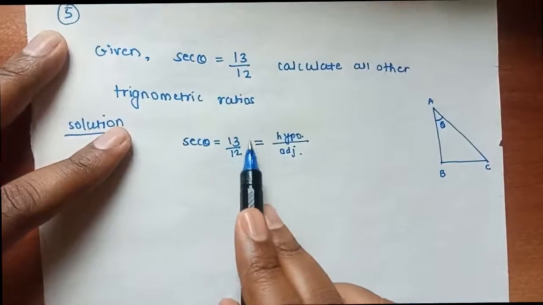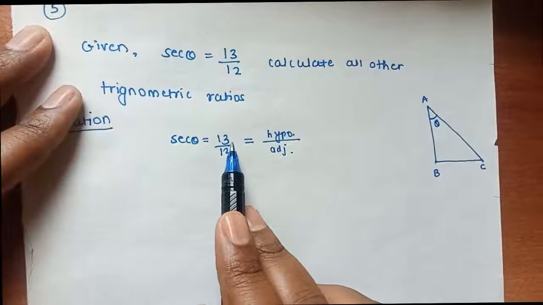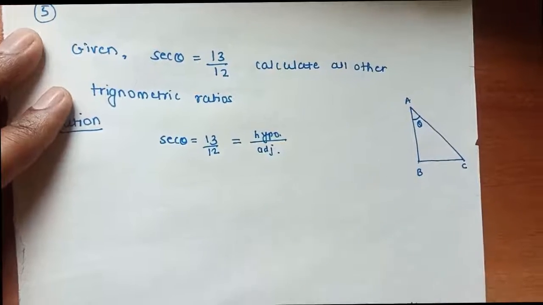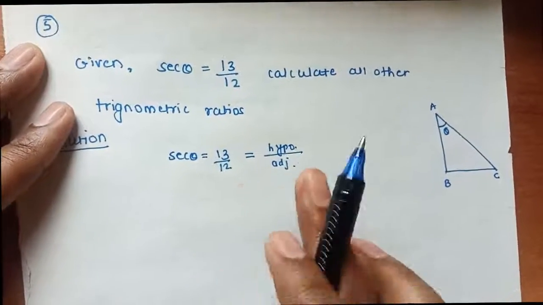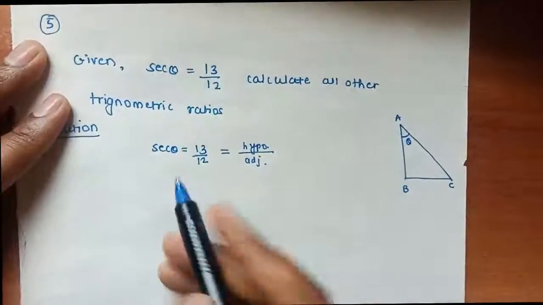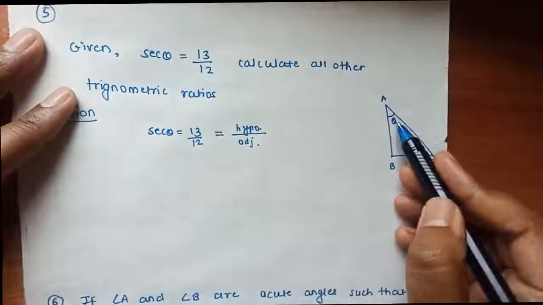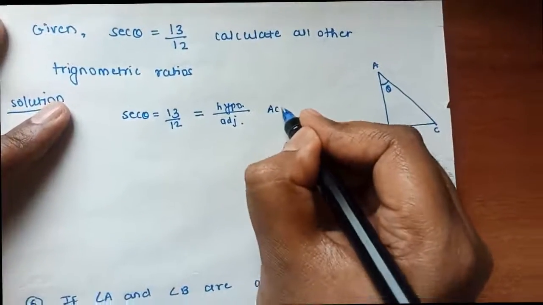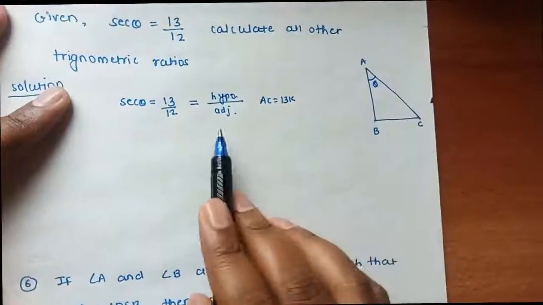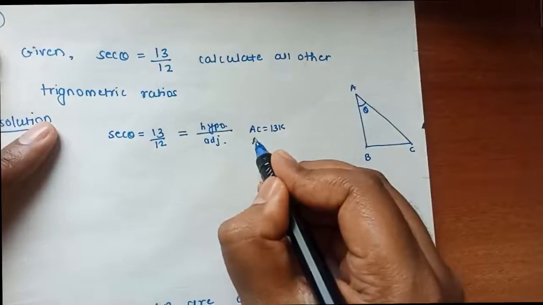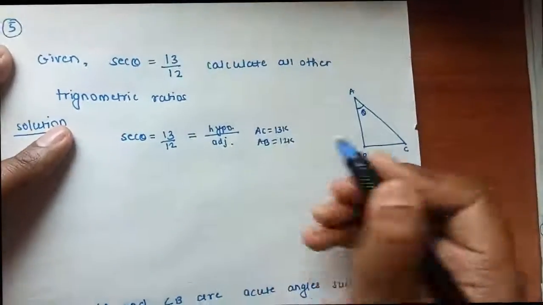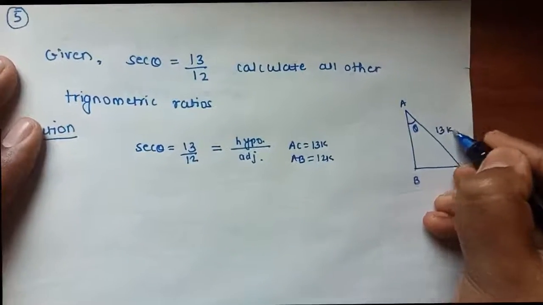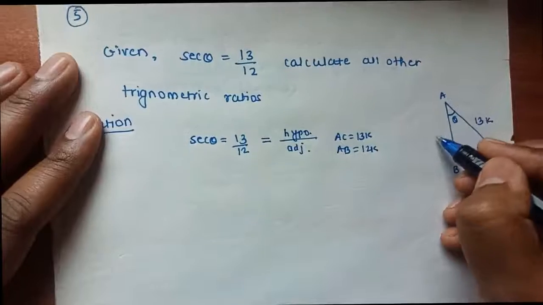So 13, I told you this is again in the ratio, so we cannot take directly 13. Suppose you took 13 directly, the answer will not vary at all, because anyway at the end k and k are getting cancelled. But the correct way of solving the problem is taking the proportional constant. So now sec theta, this is my theta, hypotenuse is 13, so AC is my hypotenuse, so I can say AC is equal to 13k, and adjacent is AB, AB is equal to 12k.